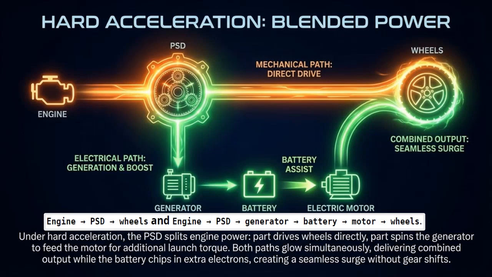Energy flow in this mode is from the engine to PSD and PSD to wheels, which is the first path, and the second path is from the engine to PSD, PSD to the generator, generator to the battery, battery to the motor, and motor to the wheels. We use them when we need to optimize the fuel consumption across a wide range of speeds and loads.